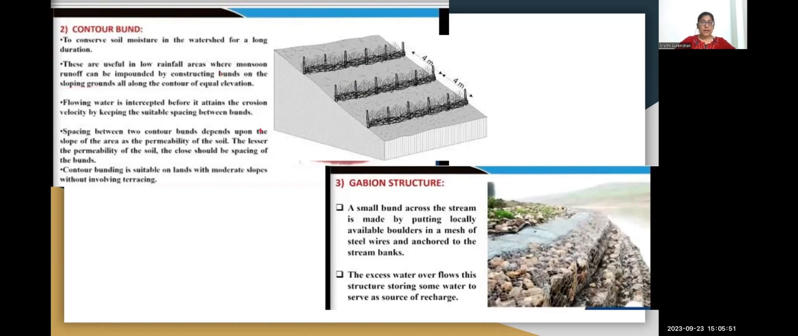So one important takeaway is the kind of places that require contour bunding: places with less rainfall, where the water running off the slopes can be conserved in a very effective manner. Gully plugs, in contrast, are constructed across light, small streams, which don't have very huge flow.